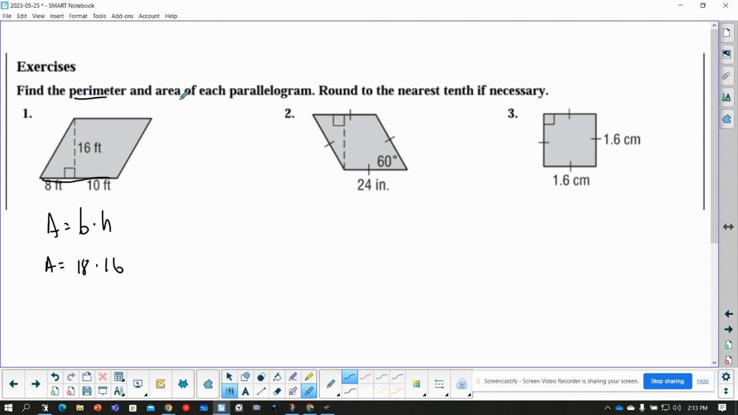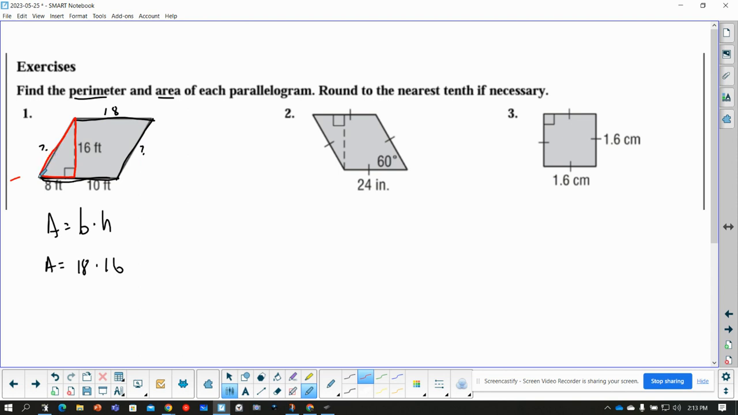Notice this tells me to find the perimeter and the area. Perimeter is the distance around. So this whole side is 18. But I don't know this side right here, which would be the same as this one. Since it's a parallelogram, this opposite side is also 18. So I need to find this missing side right here. To find that missing side, I'm going to switch to red. I'm going to look at this right triangle right here.